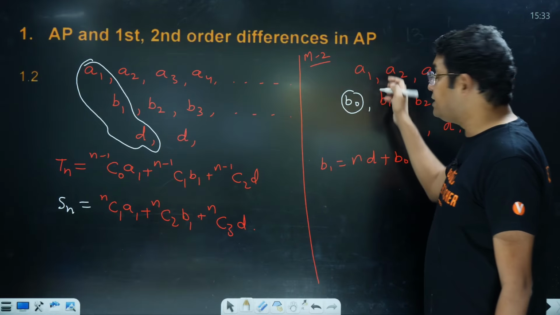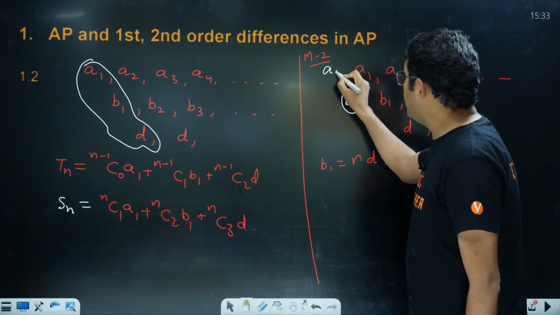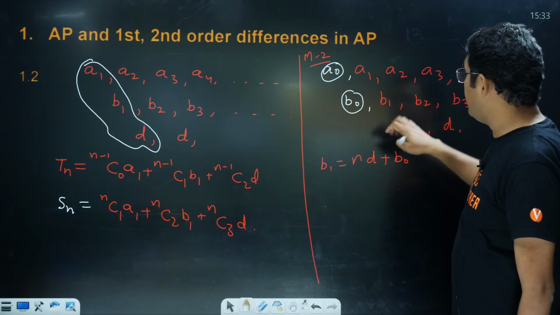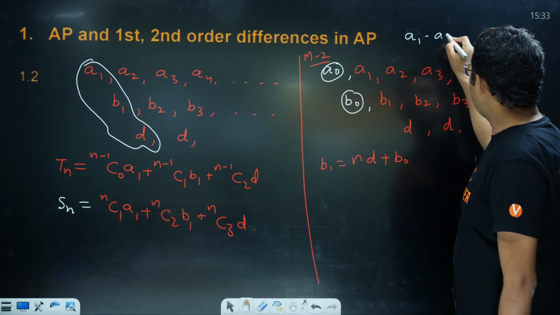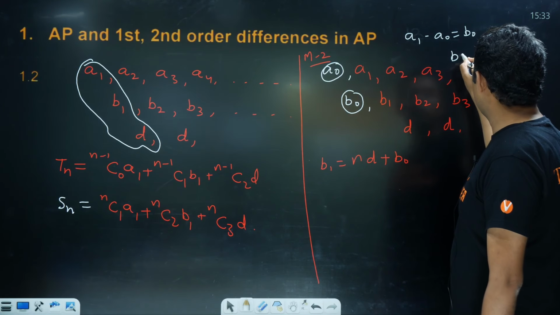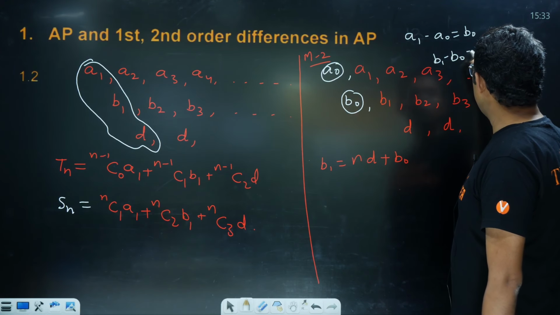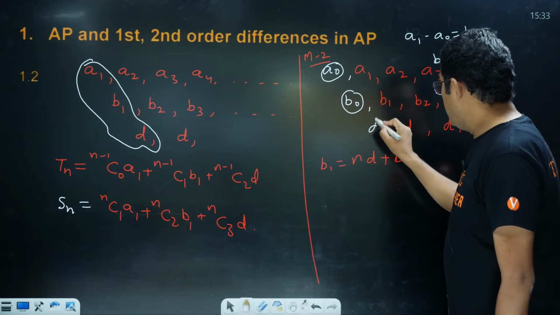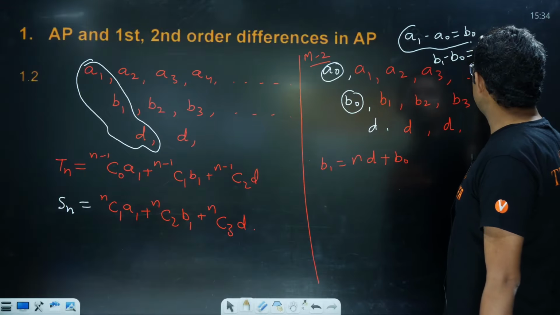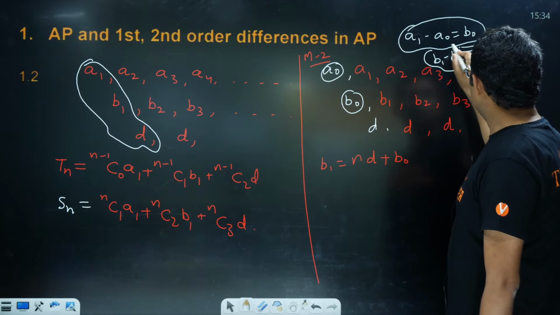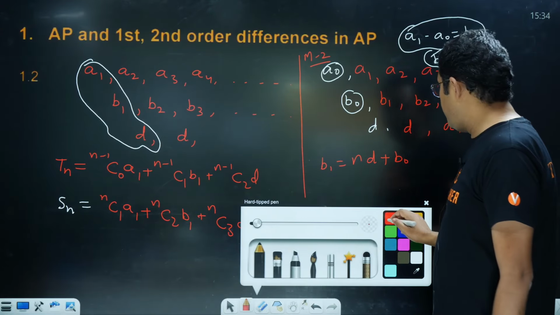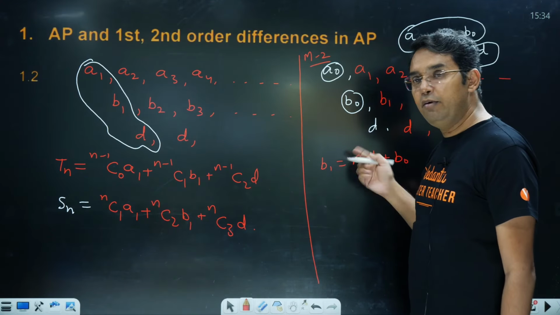Now by taking the differences, I think we can follow the pattern of A1, A2, A3 also backwards by one unit. In fact, A1 minus A0 will be equal to B0. B1 minus B0 has to be equal to D, because here all the differences are D. So from B0 you can find A0 also. So you have to follow this pattern backwards and write A0 and B0, so that you are able to write B1 directly.